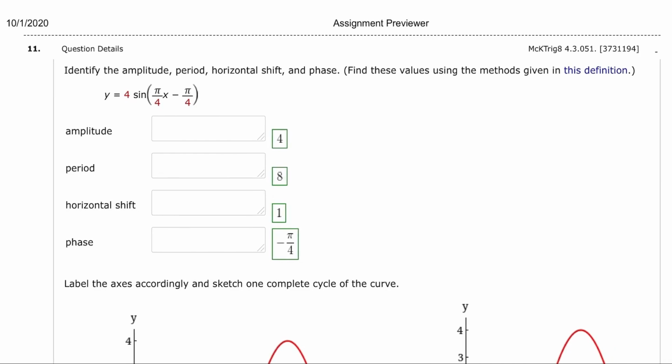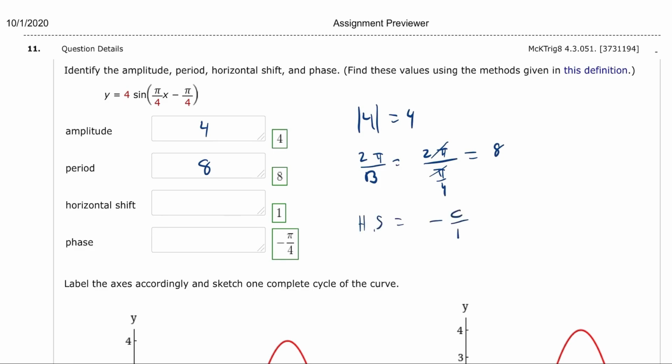All right, so for this one, let's see, the amplitude is the absolute value of 4, which is 4. The period is 2 pi over b, which is 2 pi over 4, which is going to be 8. The horizontal shift is negative c over b, which is negative pi fourths over pi fourths. Double negative becomes positive, and then these two numbers are the same, so that just becomes 1. And our phase is equal to c, which is negative pi over 4.